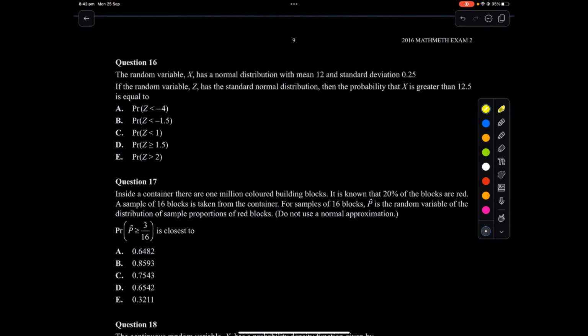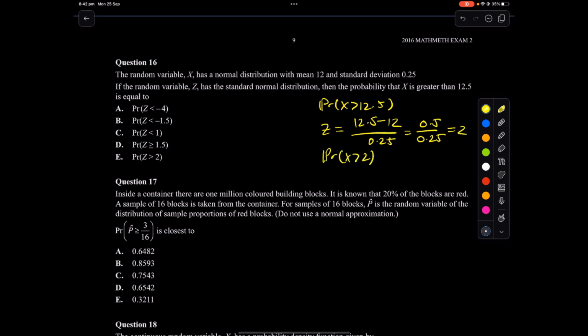Question 16. A random variable x has a normal distribution with a mean of 12 and a standard deviation of 0.25. If a random variable z has a standard normal distribution, then the probability that x is greater than 12.5 is equal to what? So nice and easy. Our z value is just 12.5 minus 12 over 0.25. This is 0.5 over 0.25, and that goes to 2. So this can be written as probability that z is greater than 2. Yeah, E looks right. Perfect.